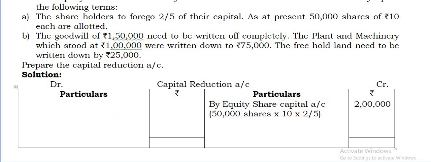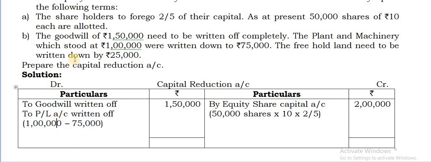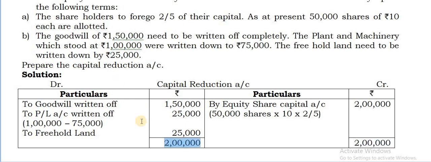Now take this, all these are the assets being written off. So take on the debit side to goodwill account 1,50,000, to plant and machinery, only the difference you take, 1 lakh minus 75,000, so 25,000, then to freehold land, that is 25,000. So total is 2 lakhs. There is no change. If at all there is a difference, I have told you, any such difference you have to take to capital reduction account on the debit side.